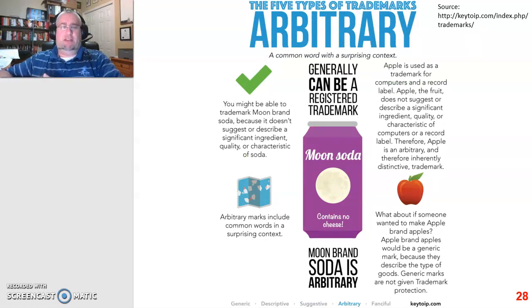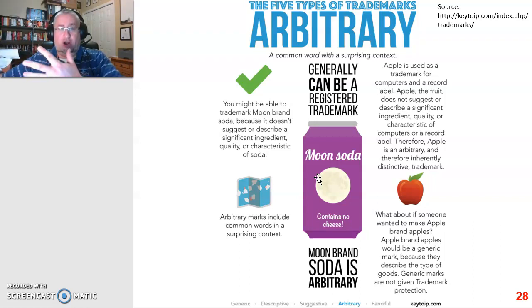So if we move on then to the next one, the fourth type of trademark is the one that is arbitrary, in which you use a common word, but a common word that's not in the same context of the brand or of the product in the market segment that you are going for, right? So they use the example here of moon soda, right? So moon, yes, that's a common word that we use in language. It's an object in the sky and so forth, but ultimately it would be very difficult to directly relate the concept of a moon to the concept of a can of soda, right?